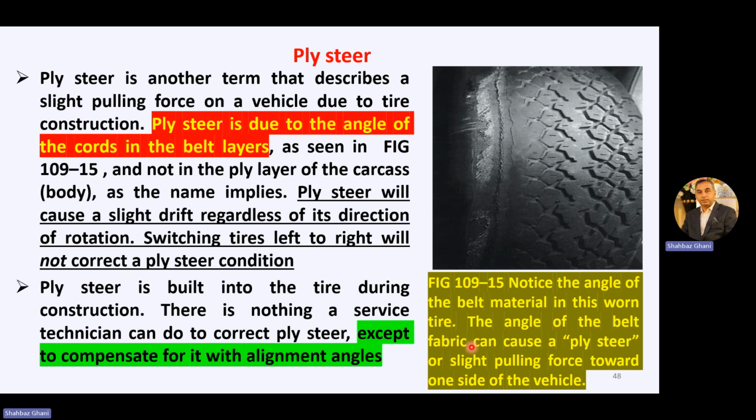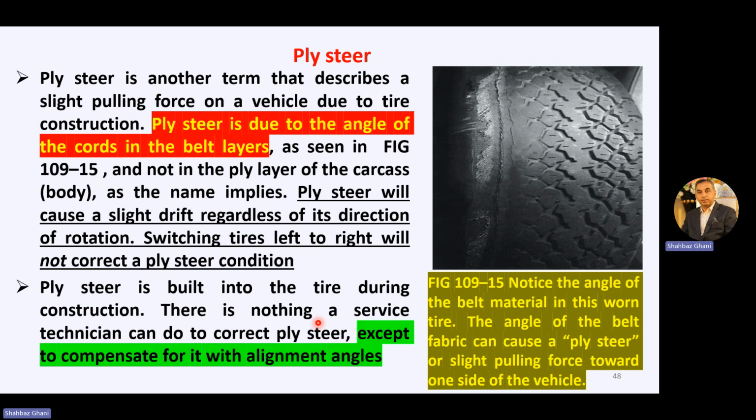The angle of the belt fabric can cause a ply steer, or a slight pulling force towards one side of the wheel. This is not in the ply layer of the carcass body as the name implies. Ply steer will cause a slight drift regardless of its direction of rotation. Switching tires left to right will not correct a ply steer condition. Ply steer is built into the tire during construction. There is nothing a service technician can do to correct ply steer except to compensate for it with wheel alignment.